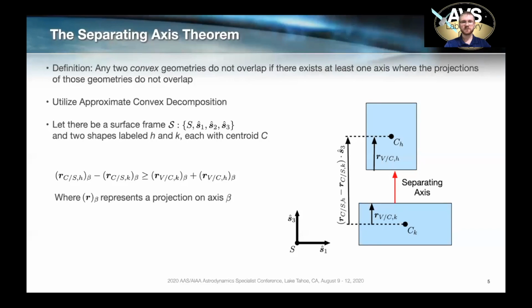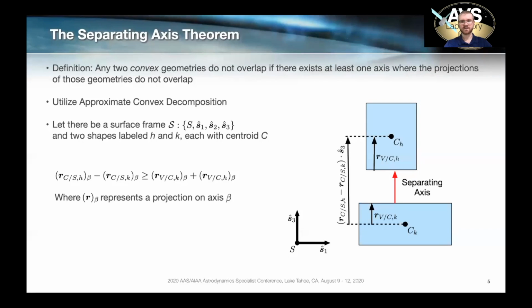Next, we define a surface fixed frame, S, and two convex shapes, H and K. We can use any direction in this frame to search for a separating axis. We'll label that direction beta. Further, we define two vectors for each shape. One vector from the surface origin to the centroid of that shape, and the other vector from the centroid of that shape to the closest point on that shape in the direction of beta.